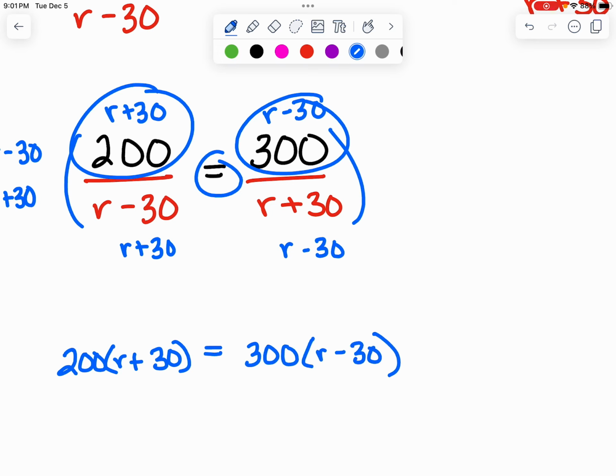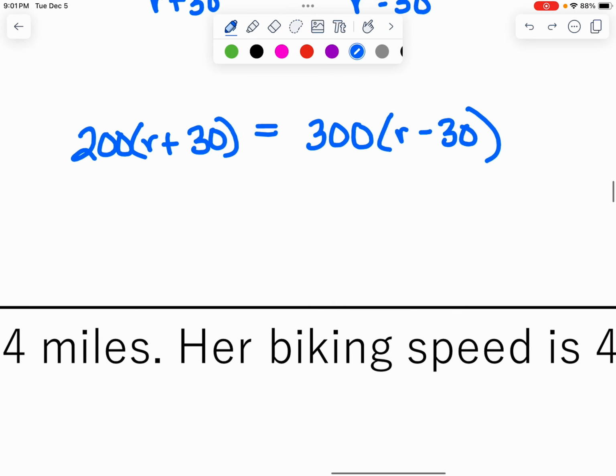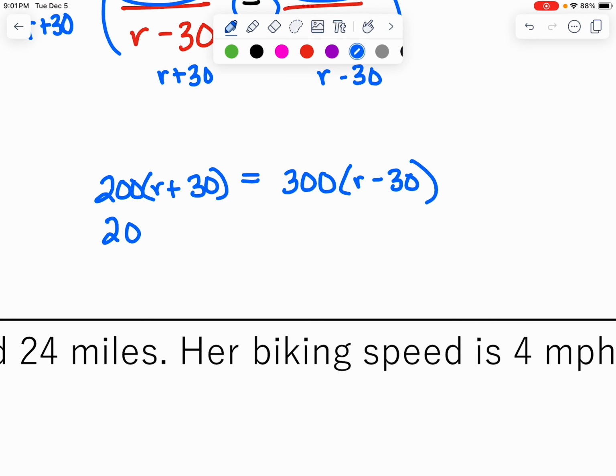Because this is an equation, we don't have a big fraction bar anymore. It's gone. So now it's just an algebra 1 problem. So it's 200R plus 6,000 equals 300R minus 9,000.